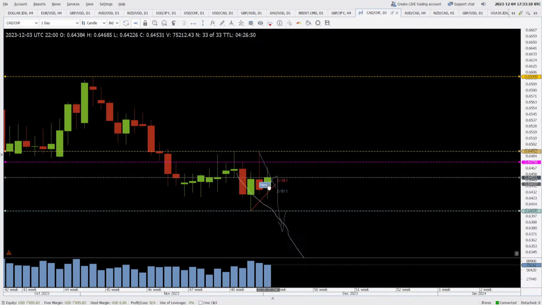So I think Canadian dollar against the Swiss franc is under huge pressure from both sides. If it breaks 0.6404, I think it will be very bad for the buyers of the Canadian dollar.